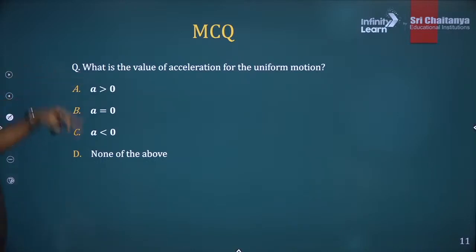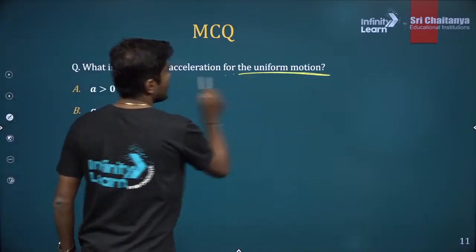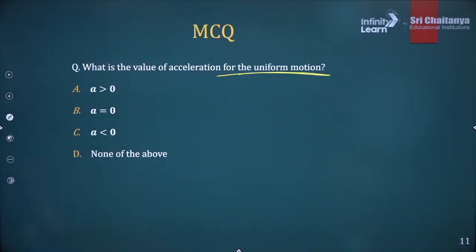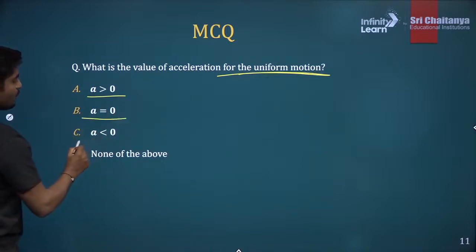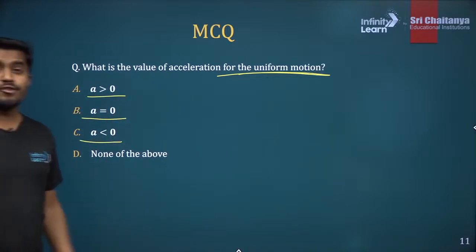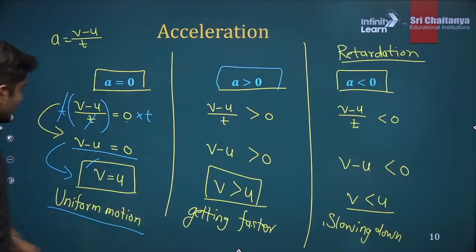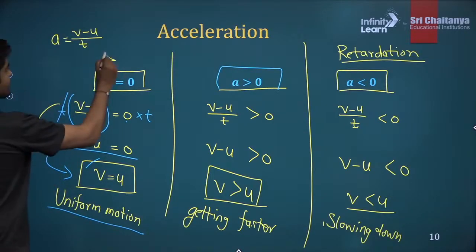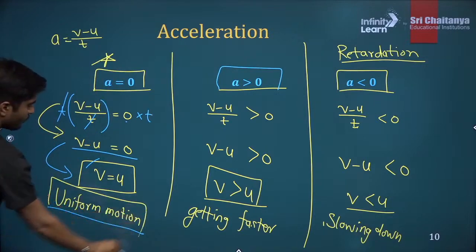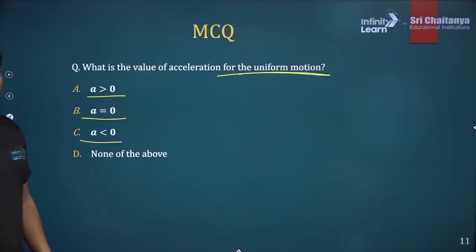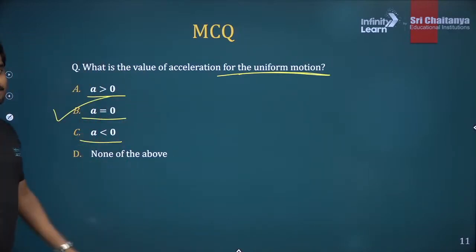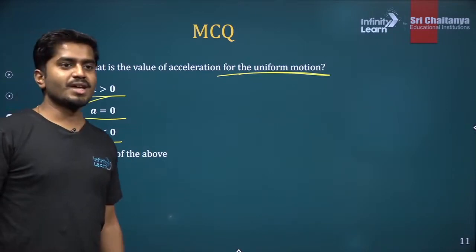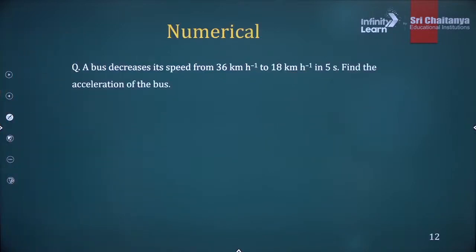So the question is, what is the value of acceleration for the uniform motion? If it is uniform motion, which of the following is true? Is acceleration positive, acceleration equal to 0, or negative? Uniform motion. Just now I solved this. So what is the correct answer? Nice, Ansh and Srishti. Acceleration is equal to 0. Awesome. You guys are great. Yes, Rudraksh, correct. Next question.